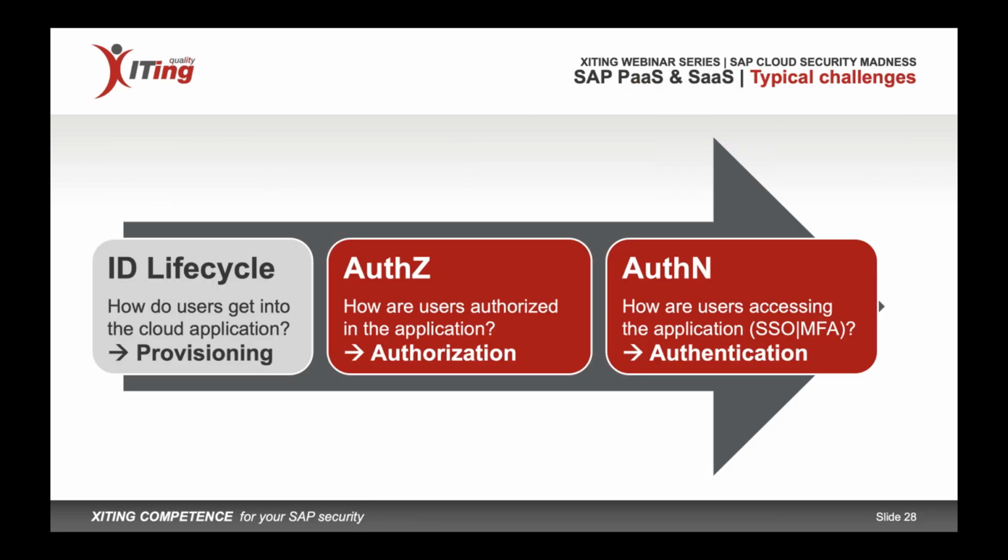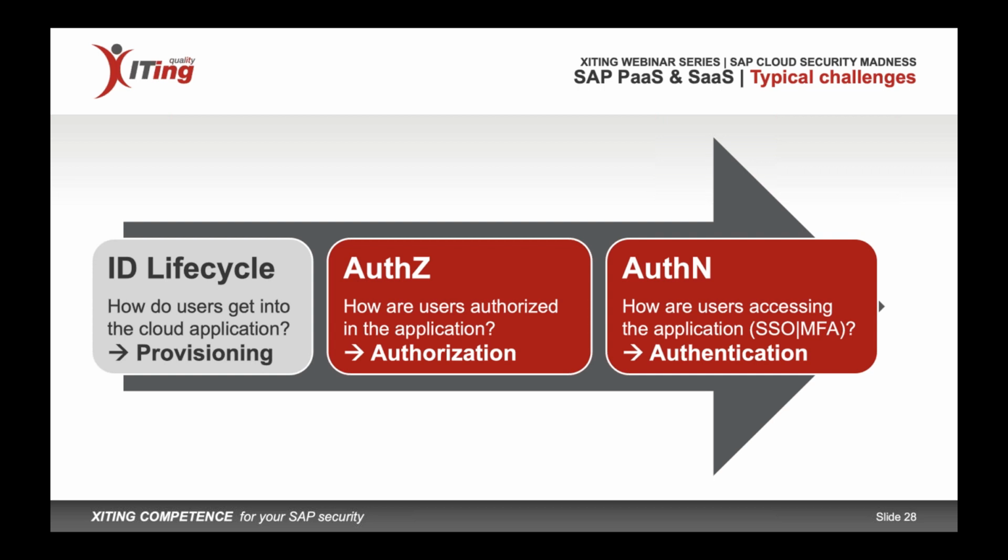So if you break it further down, you could easily say that all SAP companies are faced with 3 major challenges associated with the use of on-prem and cloud-based applications. The first is ID lifecycle. How do you get your users into the cloud application? And how to do that in an automated way, in a compliant way, and maybe also driven by workflows. The second is authorization. So how are the users correctly authorized? And there are lots of changes as well when it comes to cloud applications and authorizations. And finally, authentication, covering single sign-on, covering multi-factor authentication, and also integration into existing identity providers for identity federation.